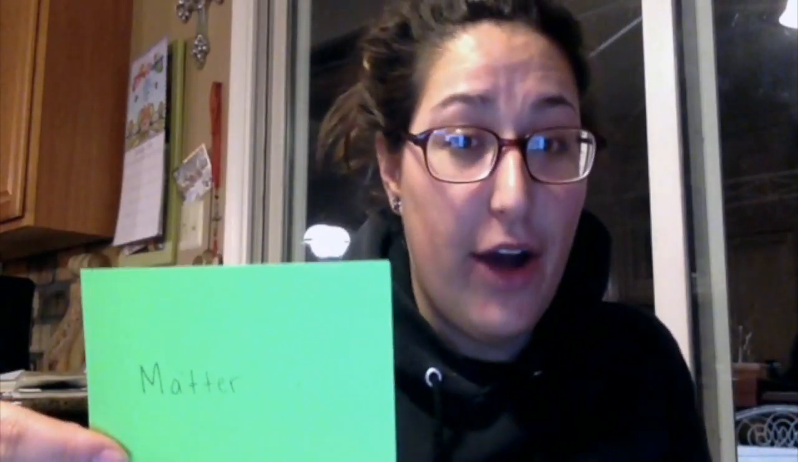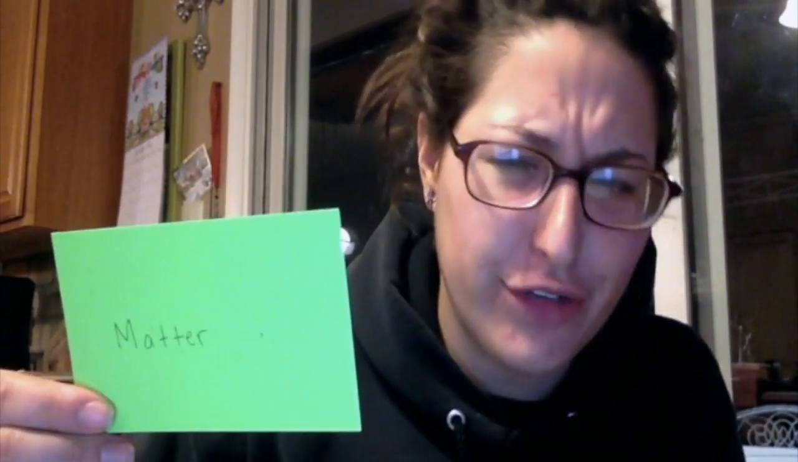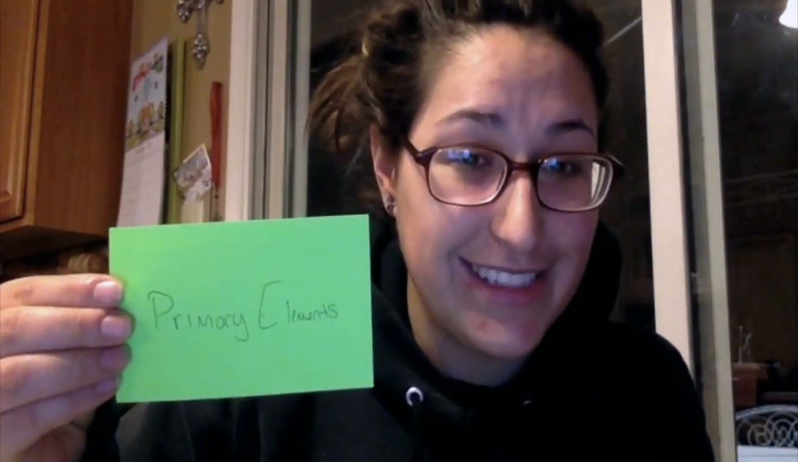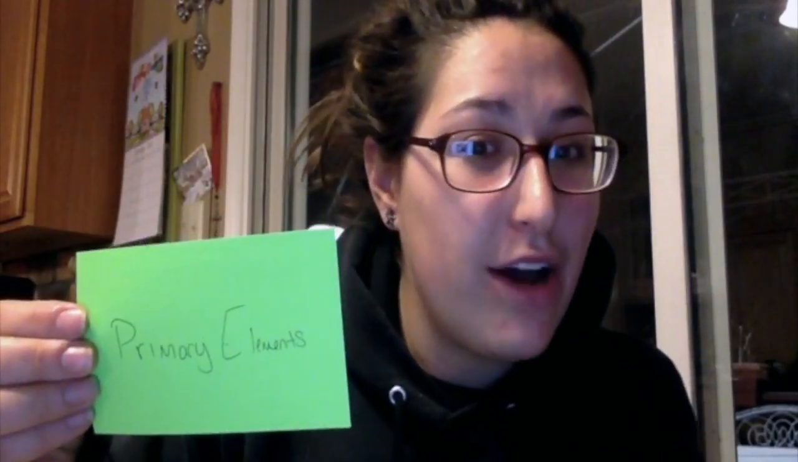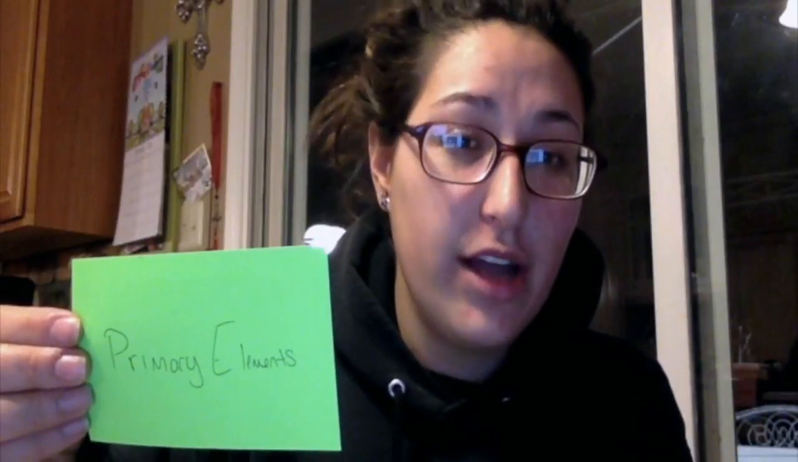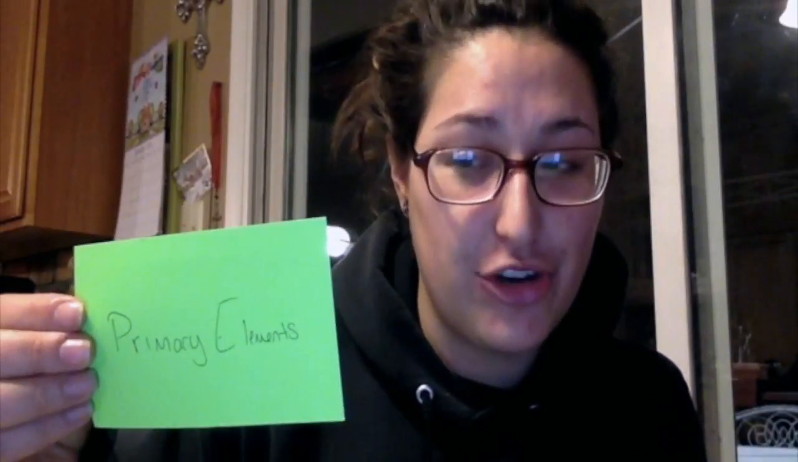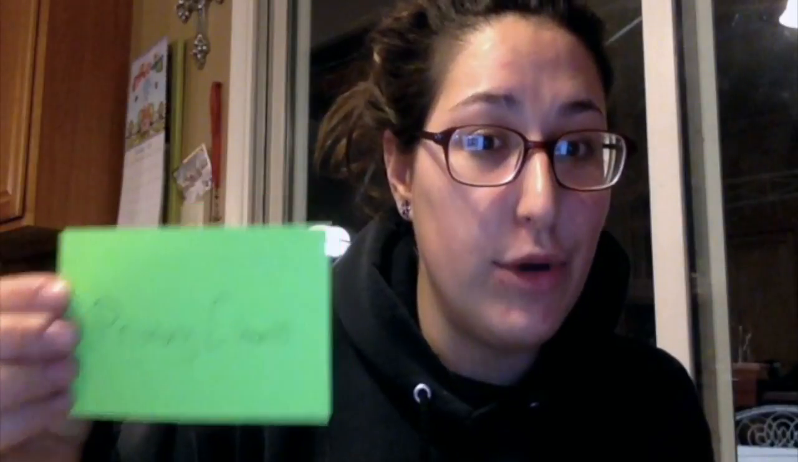So first of all, we have this fun stuff called matter. Now, according to my note card here and my teacher, of course, which is where I get the notes from, matter is anything that takes up space or has mass, and it is composed of elements and substance. Next, we have our primary elements. Our primary elements on this earth include oxygen, hydrogen, carbon, and nitrogen. Those are our four most abundant elements on earth.